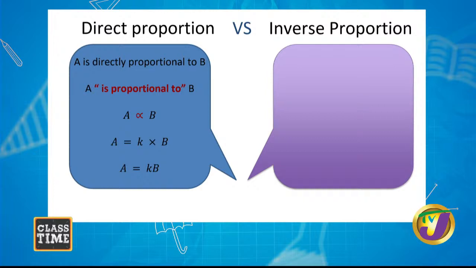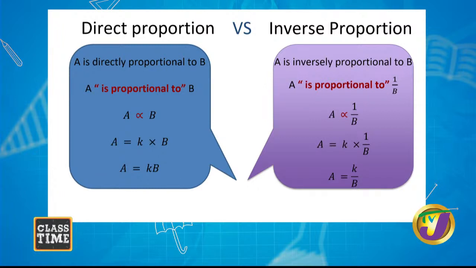And inverse proportion. We are putting both of them on screen now so you get the difference. If A is inversely proportional to B, what are we saying? A is proportional to, yes, you got it, the reciprocal of B. And what did we say reciprocal means again? Yes, 1 divided by B. So therefore, A is equal to k, some constant, multiplied by the reciprocal of B. So A is equal to k divided by B. Beautiful. I think they get it.